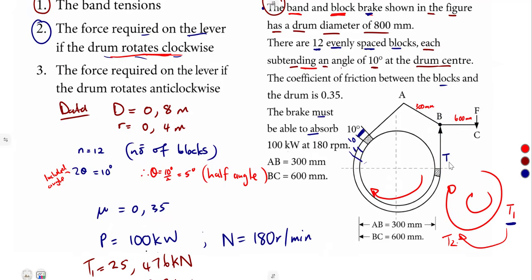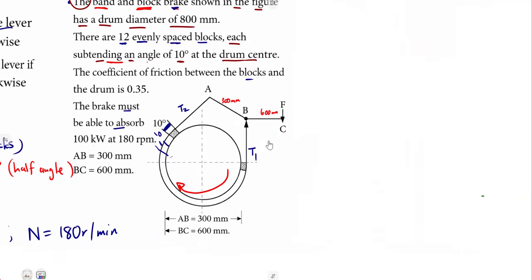So this is the bend. The tension there is T1. And for this bend, it's going to be our T2, from A to the drum. So that's our T2. The rotation of the drum, then apply your moments, just like that. So this is what you now have.